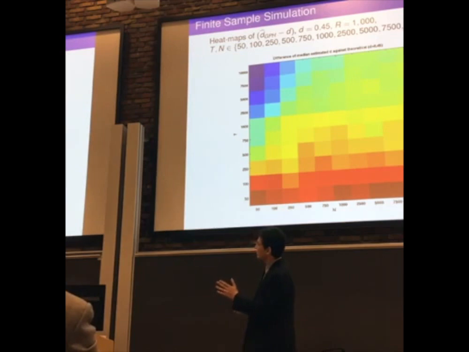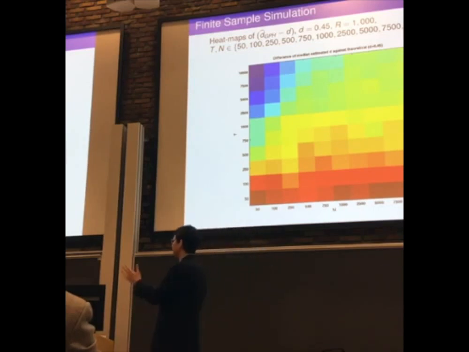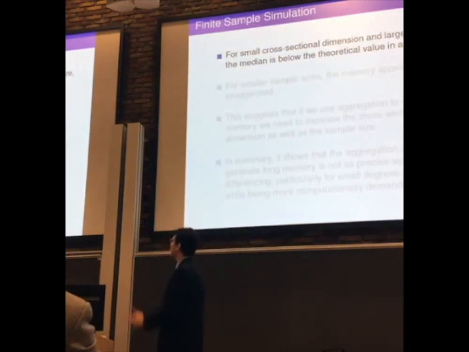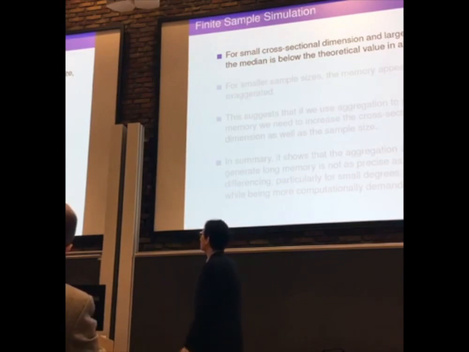So if we want to get a big sample size, we should as well increase the cross-sectional dimension. So we have to do this at the same time, increase forward. So I'm just going to sum it up.